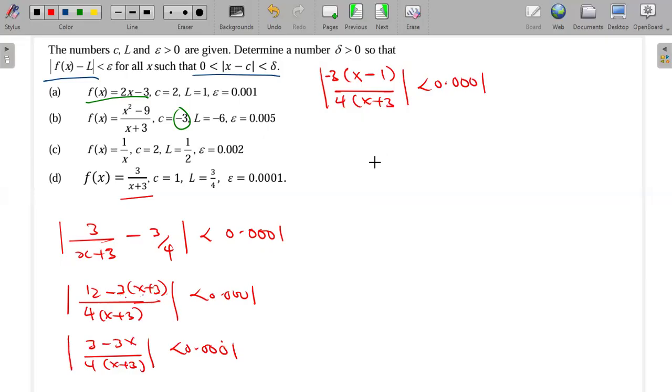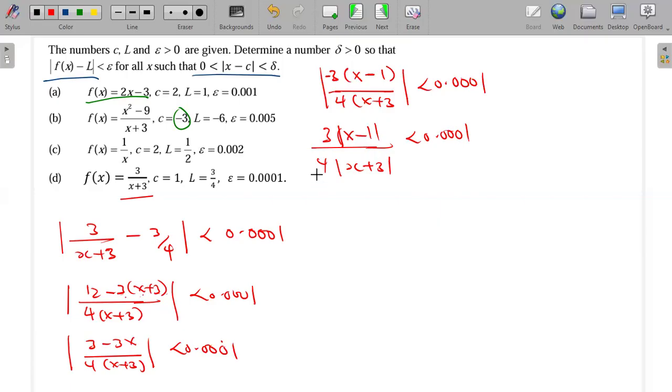Now, from here, you can remove this negative on top, which is going to be a positive when you move it out of there. So you get just there like that, and then 4. Then you have modulus of x minus 1, then close, then modulus of x plus 3. Then less than 0.0001. This is what you are going to get here.